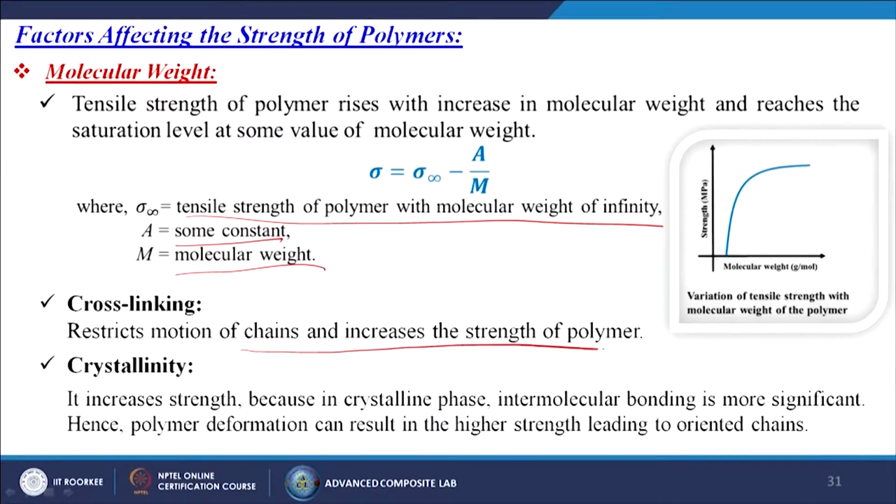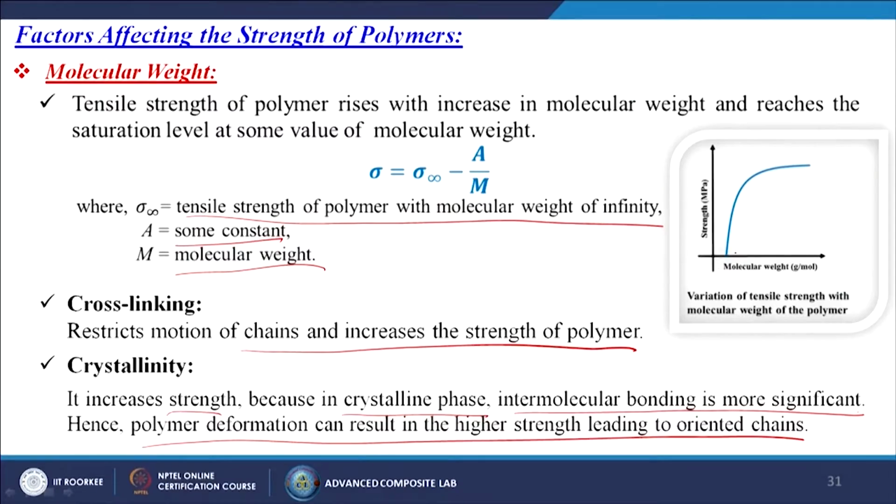Cross linking restricts motions of chain and increases the strength of the polymers. Crystallinity also increases the strength, because in crystalline phases intermolecular bonding is more significant, hence the polymer deformation can result in the higher strength leading to the oriented chains itself. So, here are the variations of the tensile strength with molecular weight of the polymer.